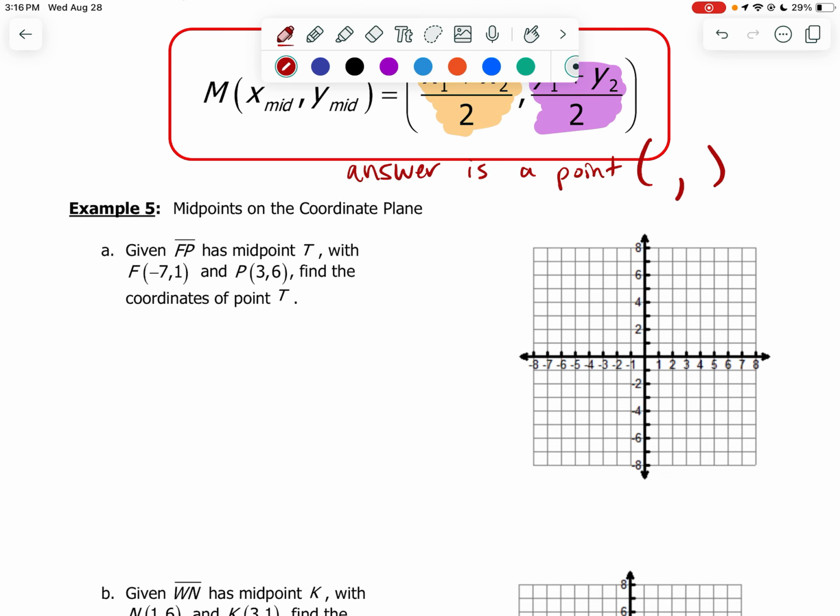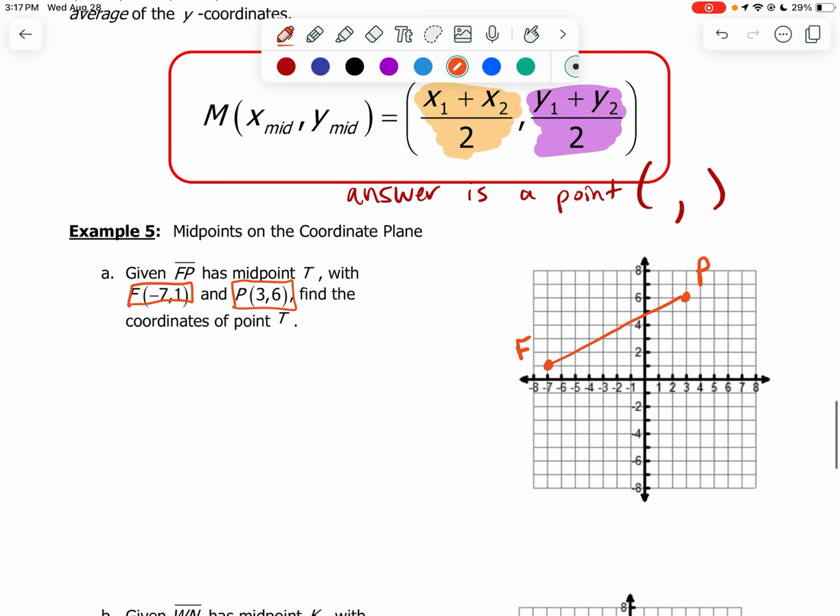Okay, so let's graph this first one. So given FP has a midpoint T with F at -7, 1. So that means left 7, up 1. So there's F. P is at 3, 6. That's right here. We want to find the middle of that. Okay, and I can't just count. It's not a like vertical or horizontal line. So we're going to use that midpoint formula.